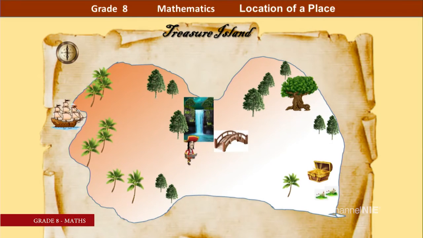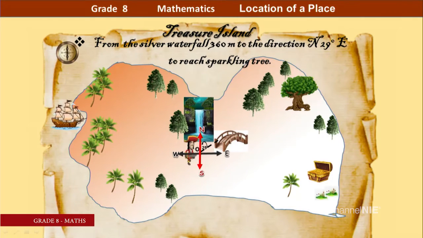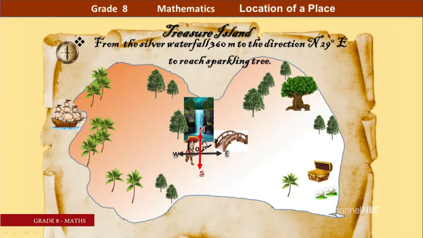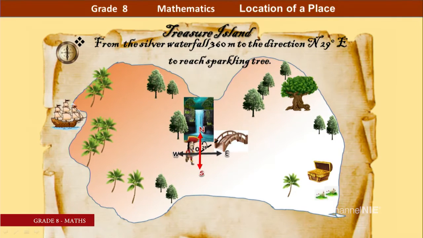Now he is at Silver Waterfall. What is the direction to the sparkling tree? Yes, from the Silver Waterfall, 360 meters in the direction north to east. The angle is 29 degrees. Then he could reach the sparkling tree. Check again the distance, 360 meters. What is the angle? 29 degrees from north to east. Then he could reach the sparkling tree.